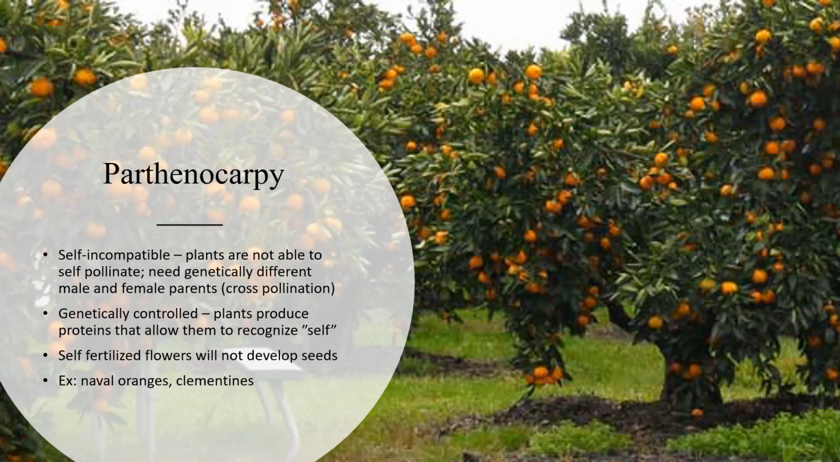which is the process by which our plants will be able to recognize their own pollen, right? And it's genetically controlled. Those plants produce a protein that allows them to recognize themselves. And as a result, self-fertilized flowers will not develop seeds, right? So they become seedless. We can take advantage of this sometimes with some of our seedless varieties, such as oranges or clementines, which can be produced this way through parthenocarpy. They may produce a fruit tissue, but they won't produce seeds in this process.